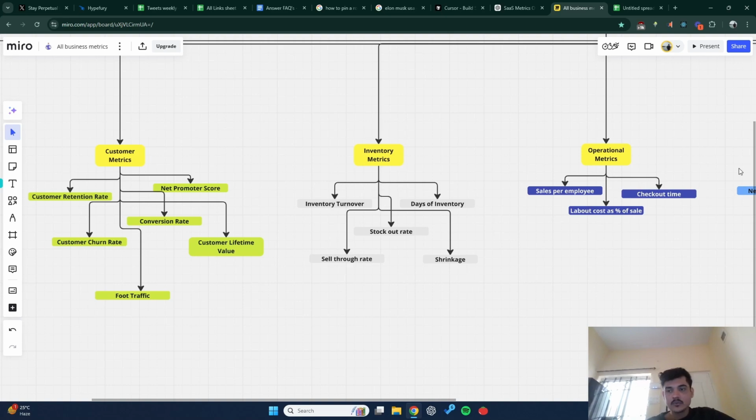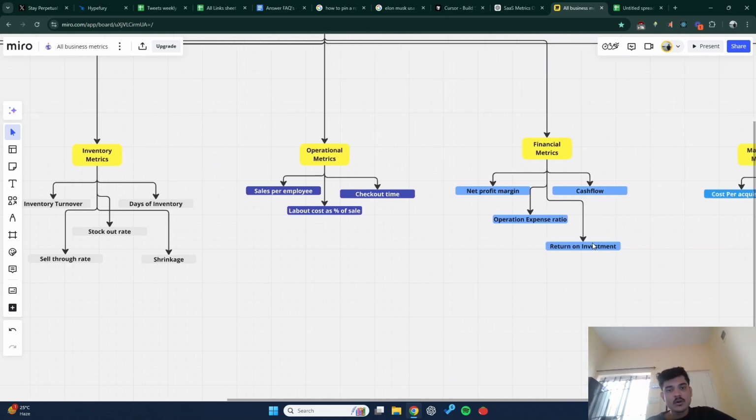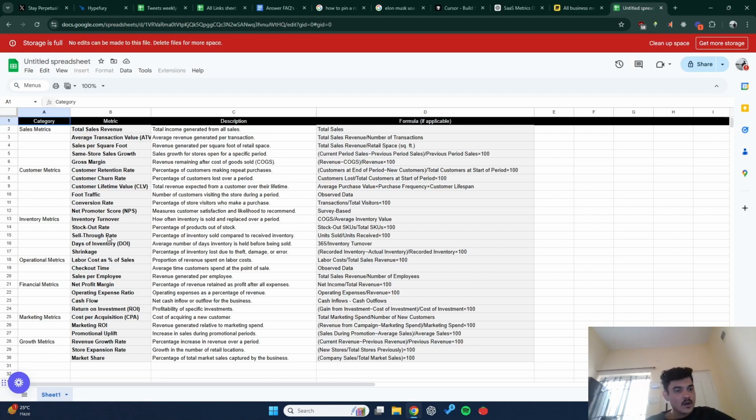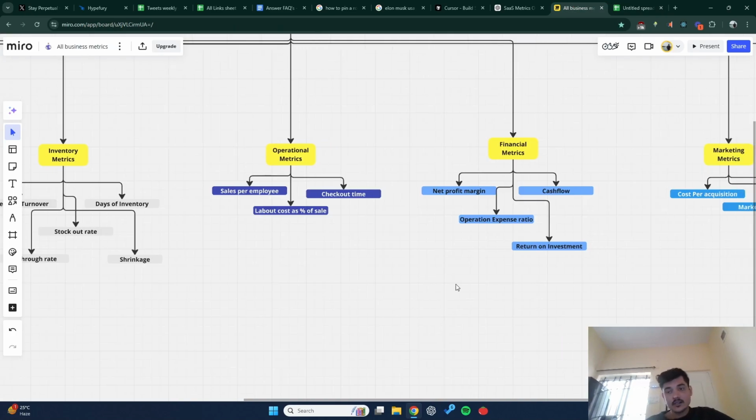I'm gonna just skip through operational metrics. What you could do is you could go through this here in this description. See operation metrics: labor cost, checkout time, sales per employee, revenue generated per employee, total sales revenue per number of employees, things like that. That would be the operational metrics.